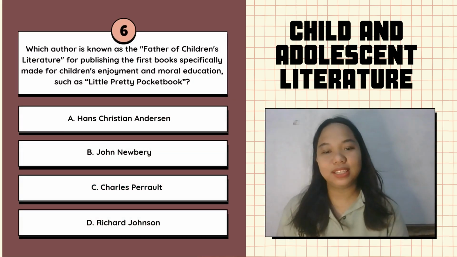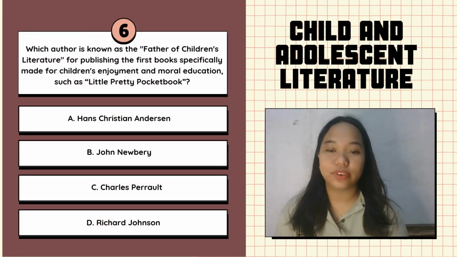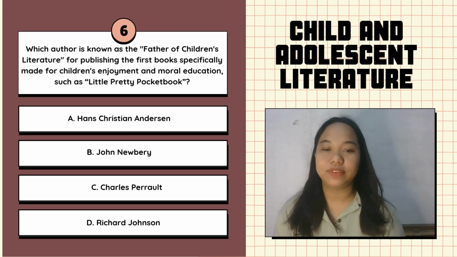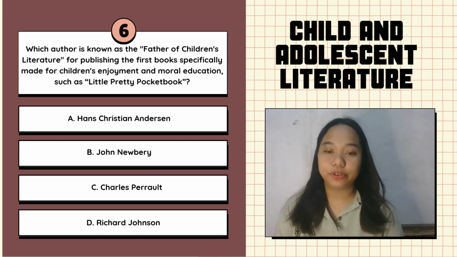And for number 6, which author is known as the father of children's literature? For publishing the first books specifically made for children's enjoyment and moral education, such as Little Pretty Pocket Book. Letter A, Hans Christian Andersen. Letter B, John Newbery. Letter C, Charles Perrault. And letter D, Richard Johnson.